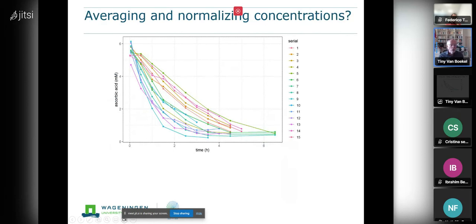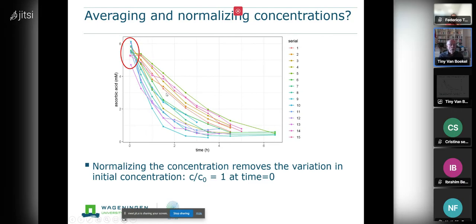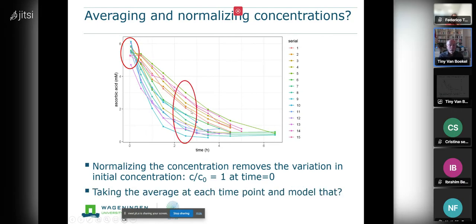So these results that were published in literature, they normalized the beginning, so all the variation at the beginning was gone, and they also took the average at each time point and modeled that one. Now, fortunately, I knew the authors of this article. She followed one of my kinetics courses. So I contacted her, and she was so friendly to give me these raw data. And together we actually applied the multi-level modeling to this, which was very insightful.